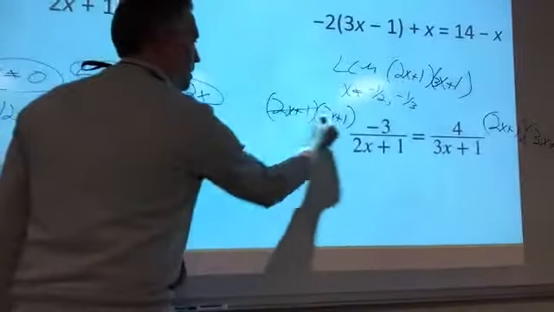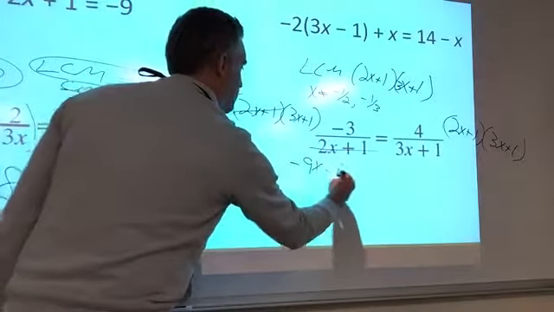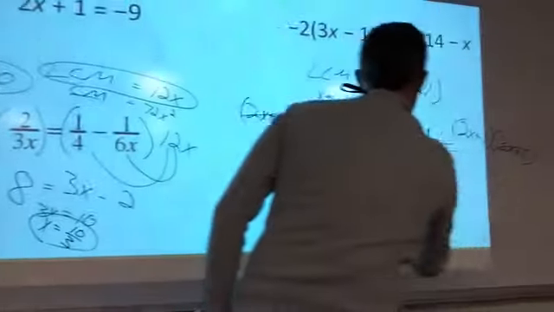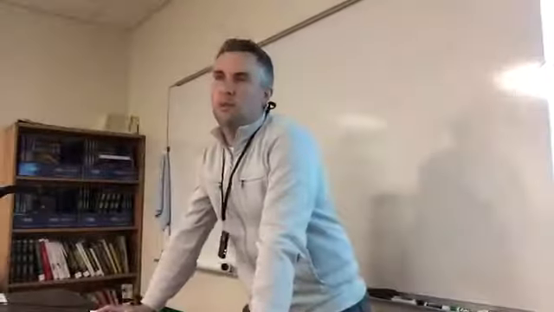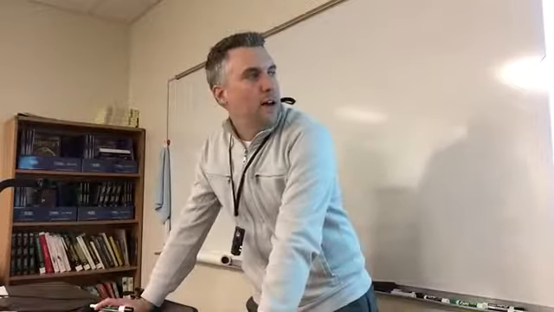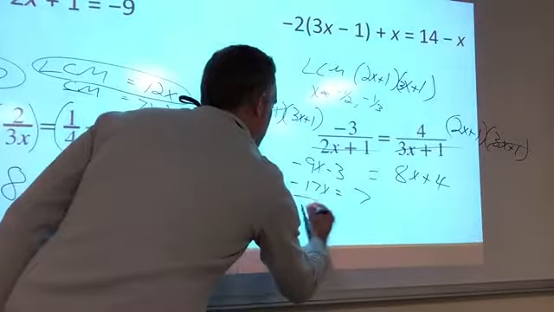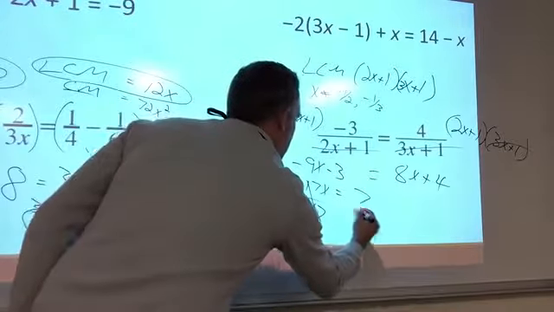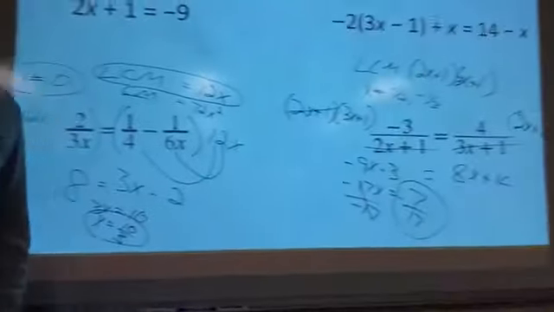Notice cancel. So all I'm left with is minus 9x minus 3 if I distribute. And on the other side, cancel, and all I'm left with is 8x plus 4 if I distribute. And again, now I've changed a complicated, ugly equation into a relatively easy equation. Now I can just gather my like terms. I can say negative 17x is equal to 7. So I think the answer is negative 7/17. Did I do that right?